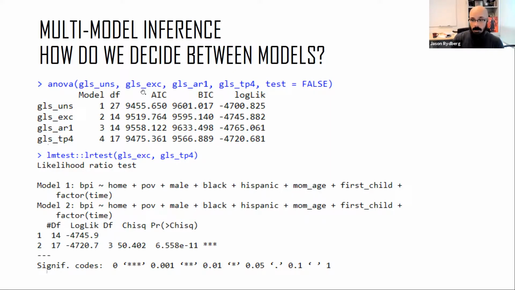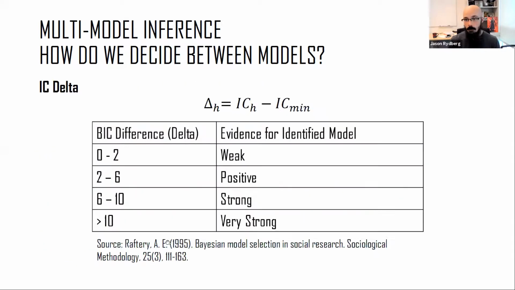But here, we get a set of AICs and BICs, and notice that the BIC is universally larger than the AIC because of the amount of penalty correction the BIC does. And then we have our likelihood ratio test where we could compare one given model to another. So is a Toeplitz better than an exchangeable, for instance.